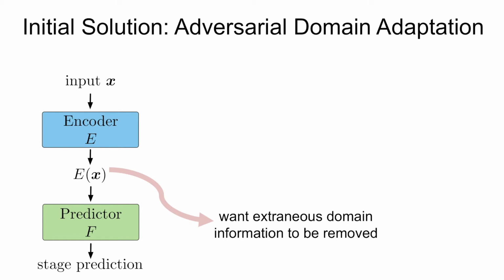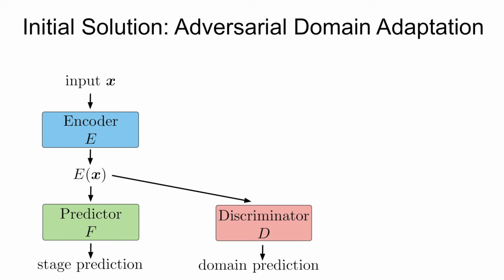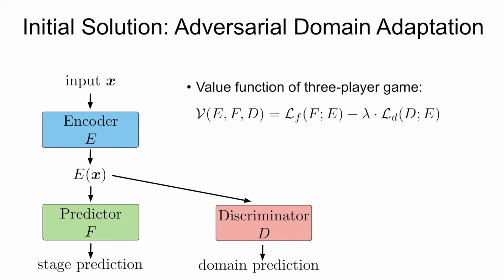The idea is to introduce an adversary here, which is trying to predict the domain based on the encoded representation. At the same time, the encoder tries to prevent this adversary from succeeding, and therefore, the encoder will remove domain information. The training of this model can be viewed as a game, where the value function is defined as the loss of predictor minus the loss of discriminator. During training, the encoder and the predictor are trying to minimize this value function, while the discriminator is trying to maximize it. Okay, are we done?